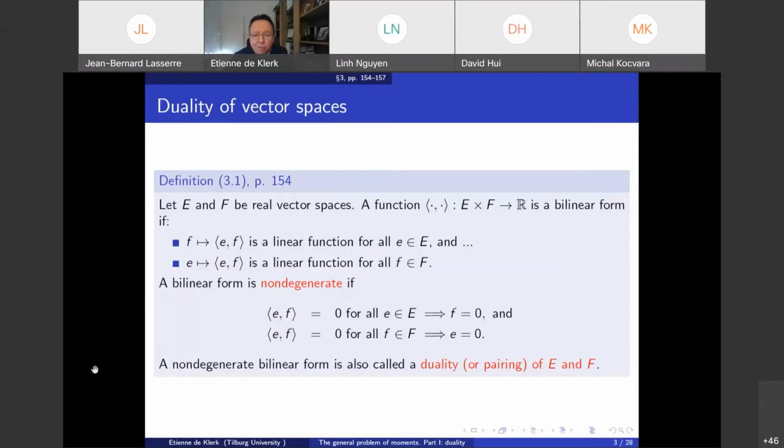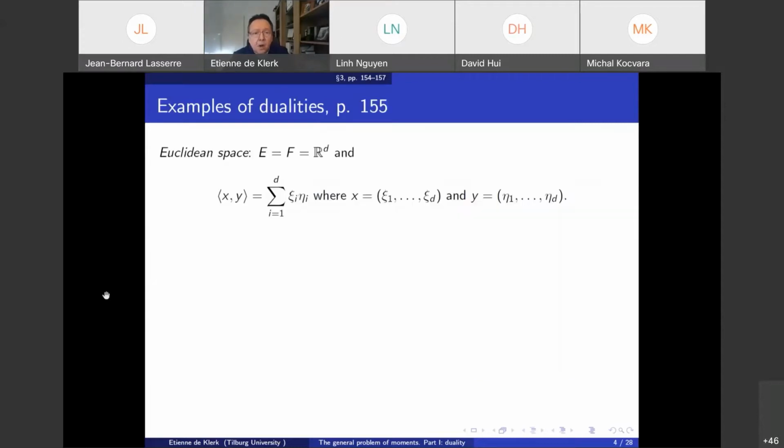But in the book of Barvinok, it consistently speaks about duality, but pairing is also quite common. And in this case, remember always that the special case of a duality is an inner product, where these spaces are the same and it is an inner product space. Okay, so if we just look at a few examples, then it's just what I said.